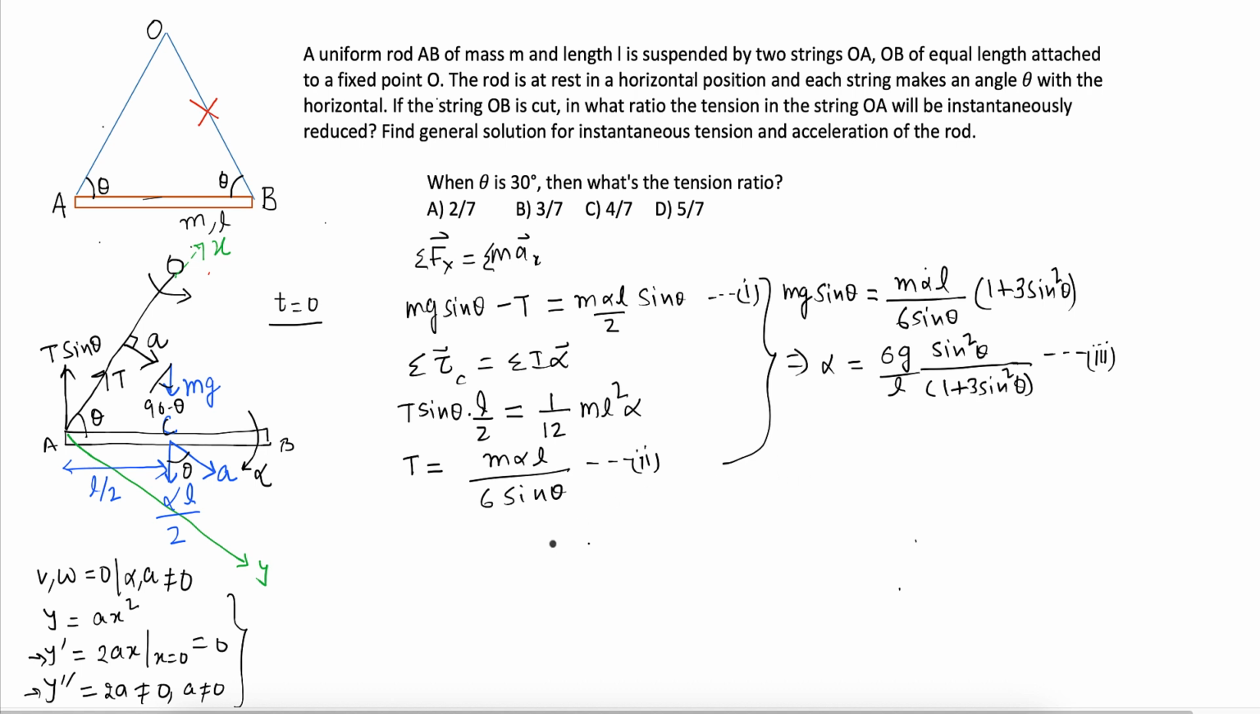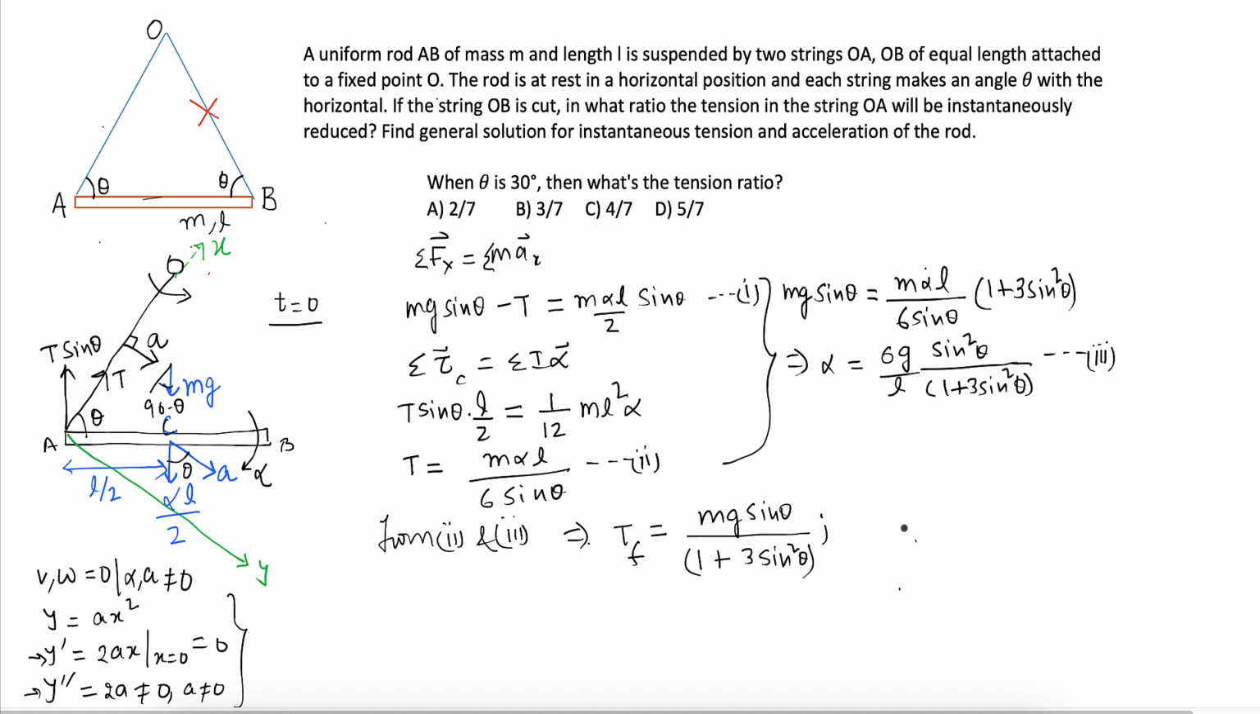And now from 2 and 3 we get T equal to mg sine theta divided by 1 plus 3 sine square theta. Now this is the T final, meaning at t equal to 0.